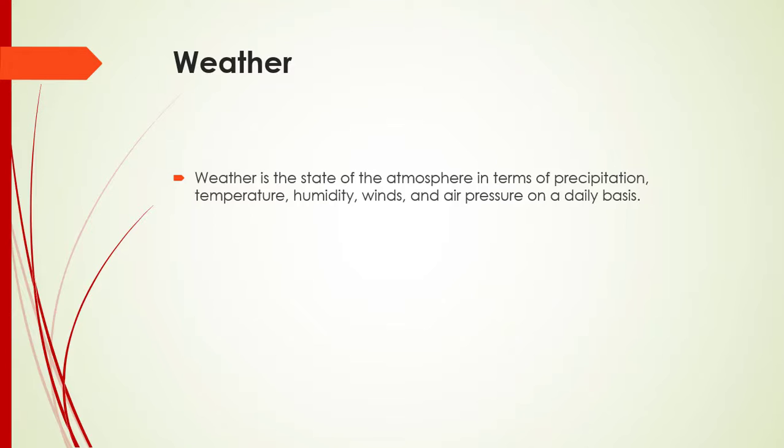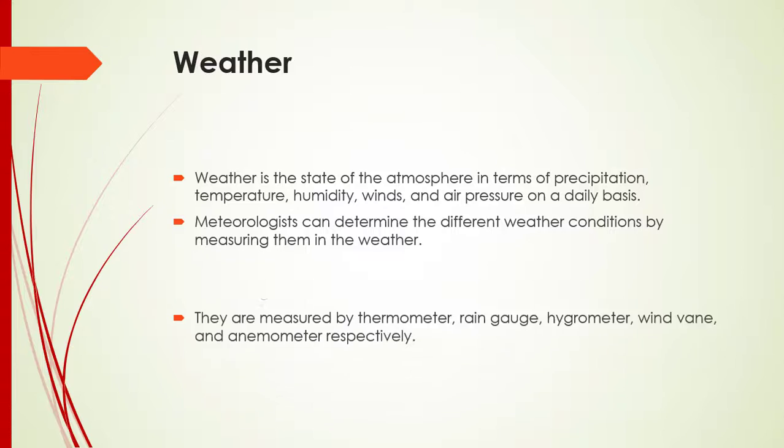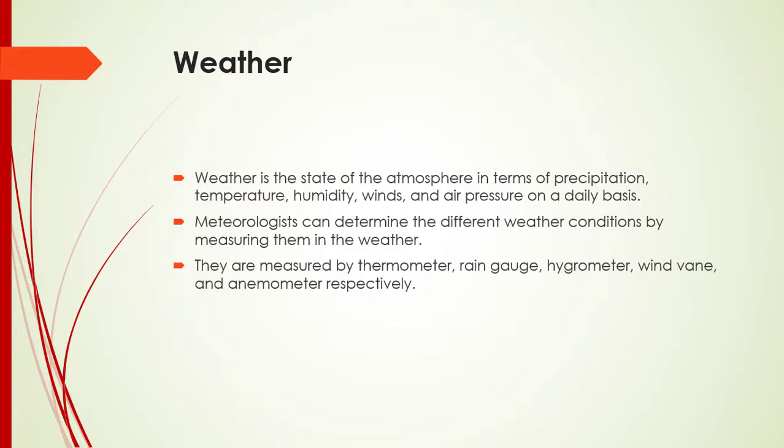Weather is the state of atmosphere in terms of precipitation, temperature, humidity, winds, and air pressure on a daily basis. Meteorologists can determine the different weather conditions by measuring them. They are measured by thermometer, rain gauge, hygrometer, wind vane, and anemometer respectively.